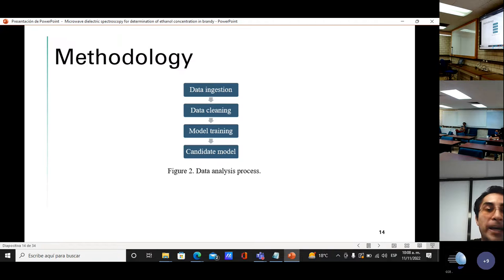In this work, data ingestion, data cleaning, model training, and candidate model evaluation were implemented. In data ingestion, information was obtained to create a model. Anomaly detection and elimination of duplicates were considered in data cleaning. Model training was carried out using a correlation matrix and backward elimination in multiple linear regression. Finally, the model was created with training samples, and in candidate model evaluation, the model was evaluated with testing data.